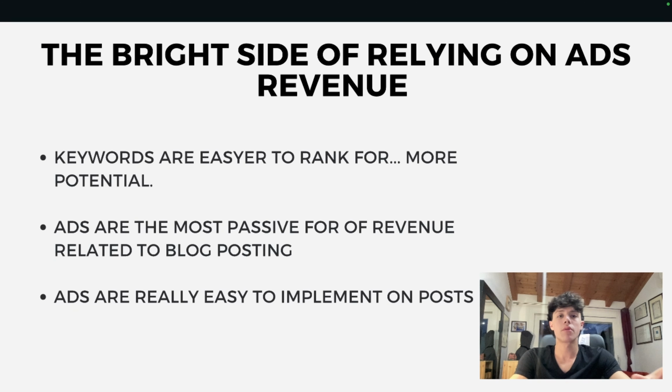We just stated the problem with ad revenue, so let's highlight the bright side of relying on ads revenue. Firstly, keywords are a lot easier to rank for, because as I just said, when you are relying on ads revenue, your income is directly correlated to the volume of visitors. So the keywords you are using are a lot broader. Secondly, ads are the most passive form of revenue related to blog posting. And thirdly, they are really easy to implement on your blogs. I mean, you just need to copy and paste a couple of links into your blog HTML.